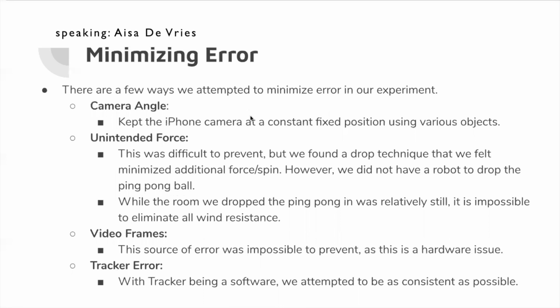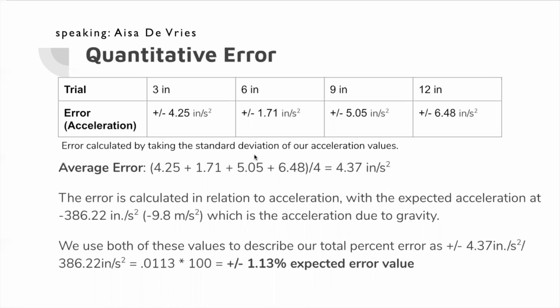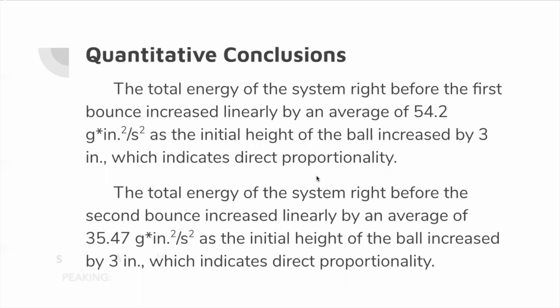And this is how we attempted to minimize that error through various techniques. For quantitative error, we calculated the expected error value from finding the average error and dividing that from the expected acceleration due to gravity. For our quantitative conclusions, the total energy of the system right before the first bounce increased linearly by an average of 54.2 grams times inches squared over seconds squared as the initial height of the ball increased by 3 inches, and this indicates direct proportionality.